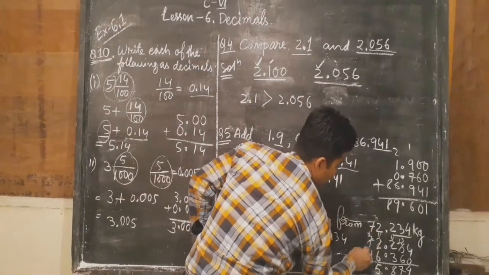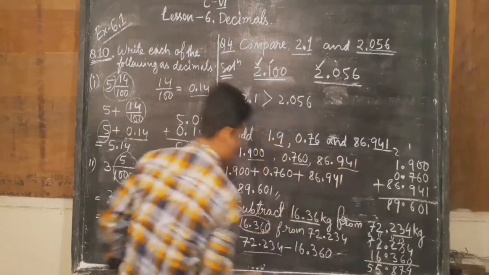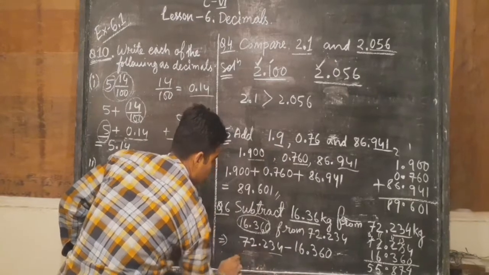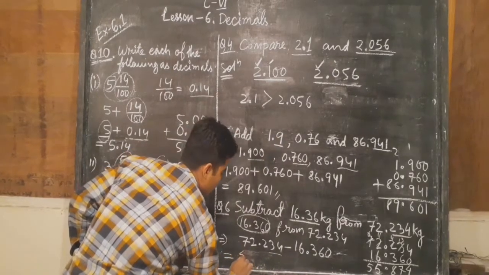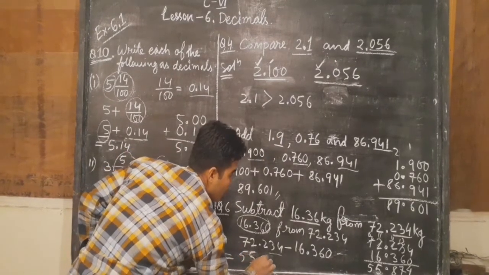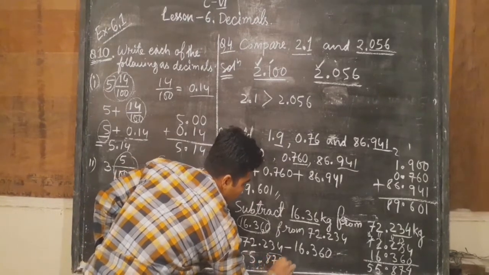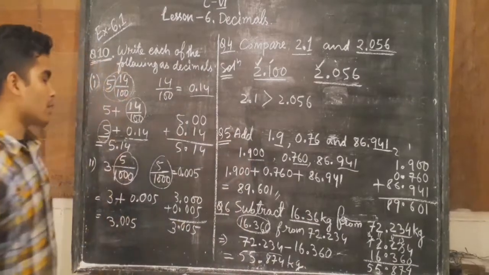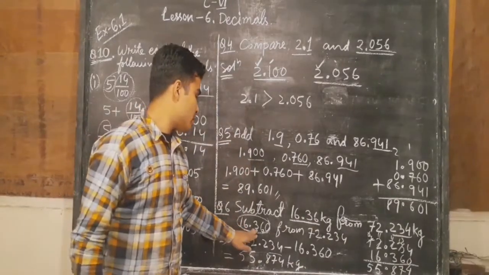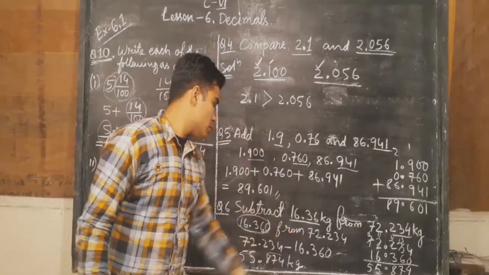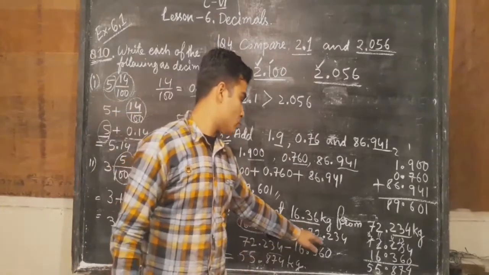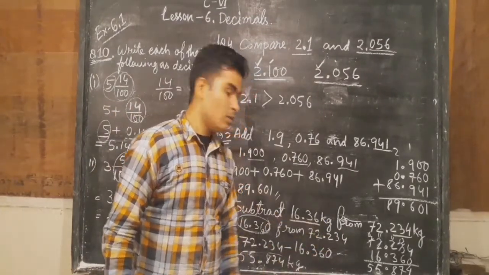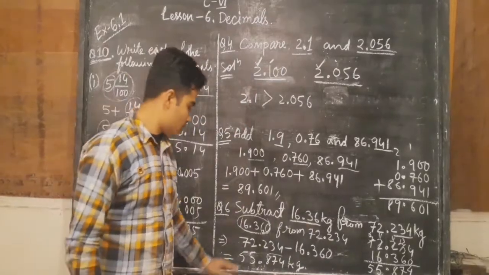And here 6 minus 1 is 5. So what will be the answer? The answer will be 55.874 kg. So this is the answer when we subtract 16.360 from 72.234.